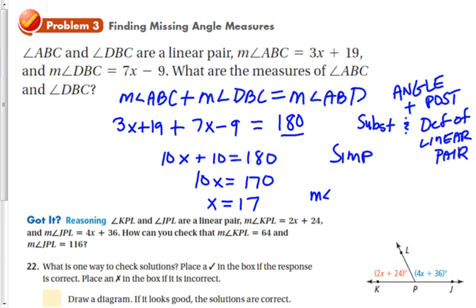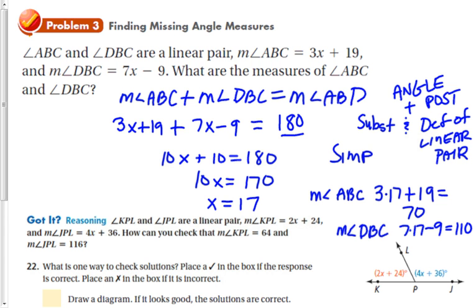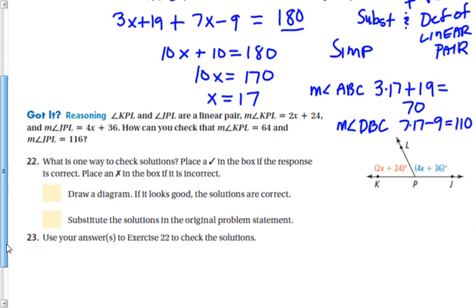And then to find the measure of angle ABC, of course, that's 3 times x plus 19, so we're going to take 3 times 17 plus 19 by substituting, and that gives us 70. Likewise, we can find the measure of angle DBC by doing 7 times 17 minus 9, and that's equal to 110. And if we add those two together, they equal 180, which means it all works because they're a linear pair. All right, I'm going to let you try that.